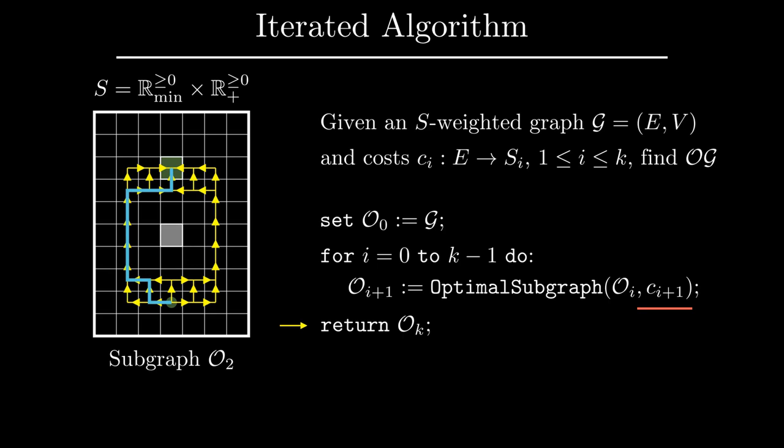In this video, we focused on providing the general description of our iterated algorithm. Numerous optimizations are possible. For instance, one may use heuristic-based algorithms to speed up the construction of the optimal subgraphs. Various early termination strategies are possible, etc.